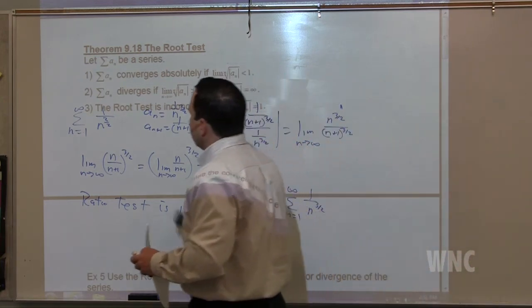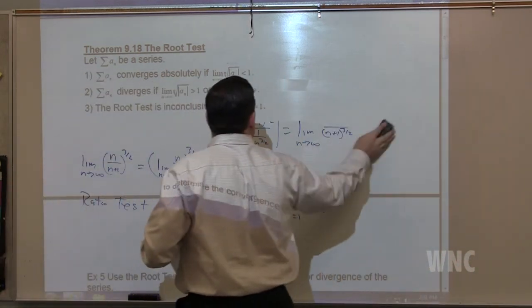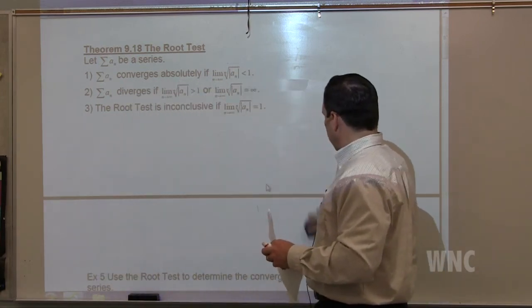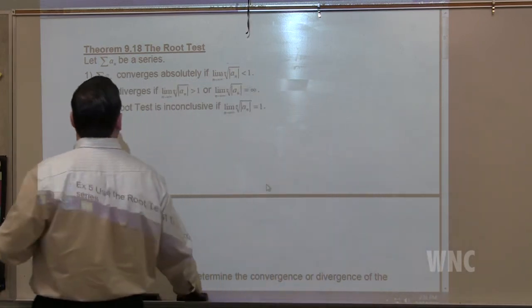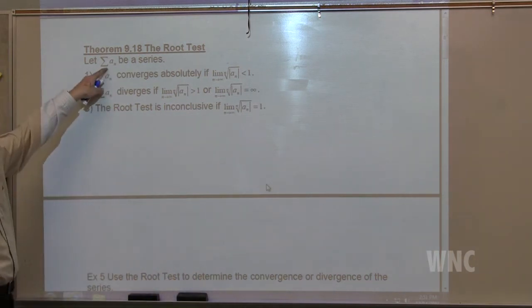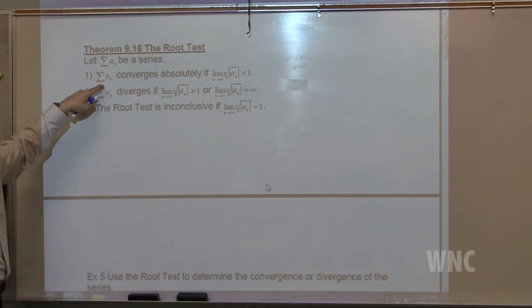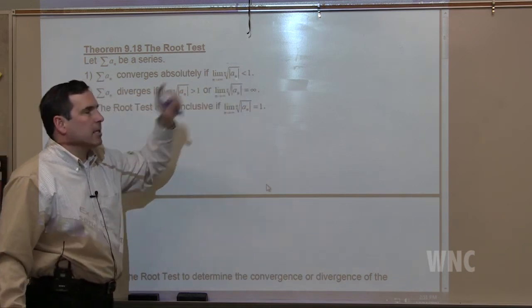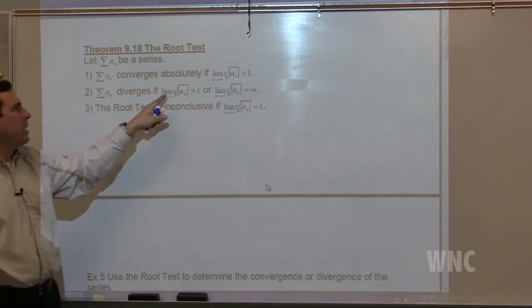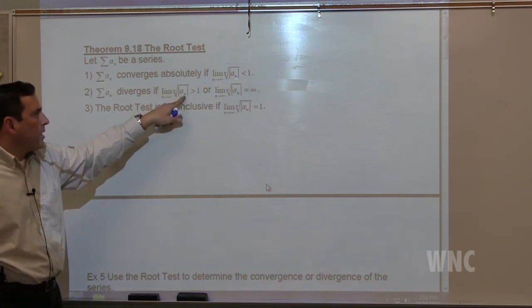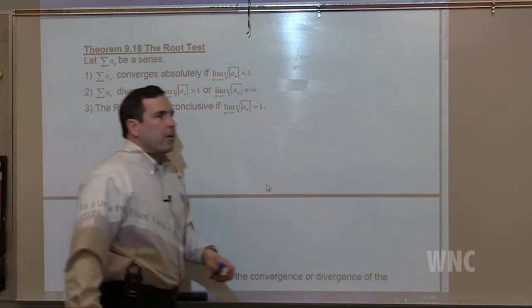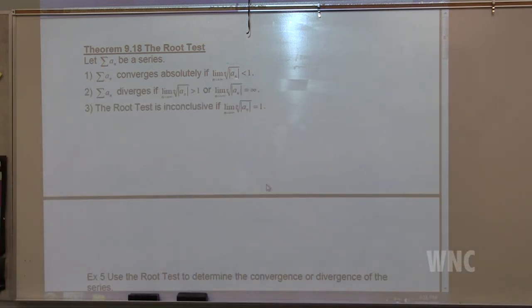So here's the root test. Let the sum a sub n be a series. The sum a sub n converges absolutely if the limit of the nth root of the absolute value of a sub n is less than 1. Diverges if the limit of the nth root of a sub n is bigger than 1 or infinity, and it's inconclusive if the limit of the nth root of the absolute value of a sub n is 1.